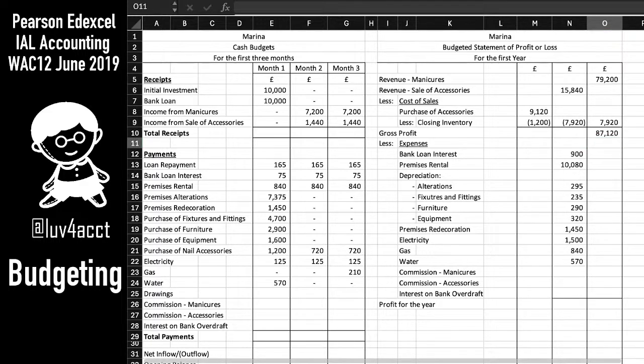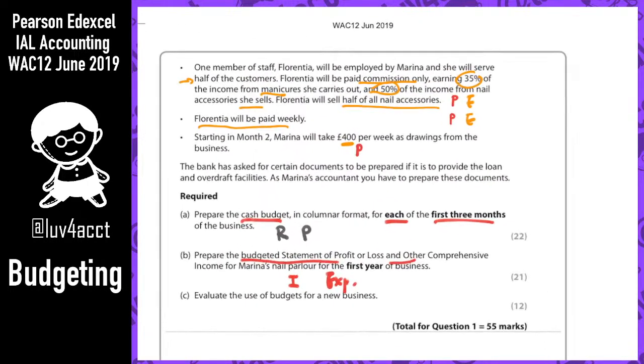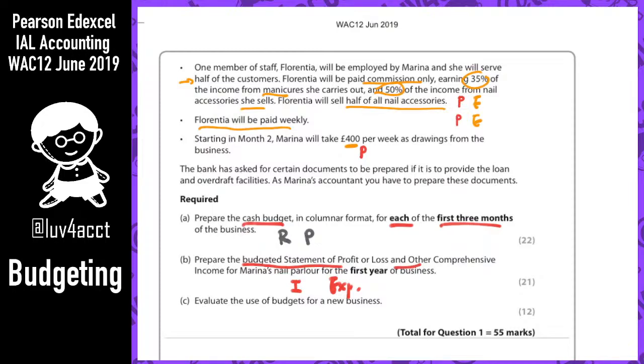Okay, so next part, what do we still have? I think only commission left, as well as the interest on bank overdraft and drawings. Okay, only 3 items. Let us deal with commission first.